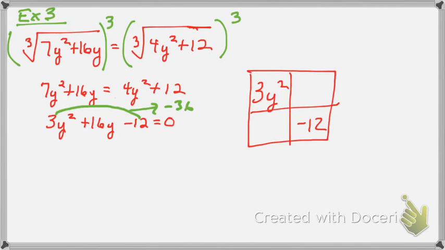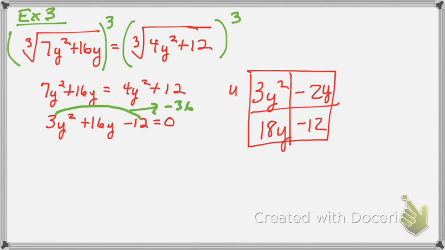So we are looking for something that will multiply to give us a negative 36 and add to give us a 16. Irish said that would be an 18 and a negative 2. Is she right? 18 and negative 2? So 18 and negative 2. All right, well, what do those two top boxes have in common?